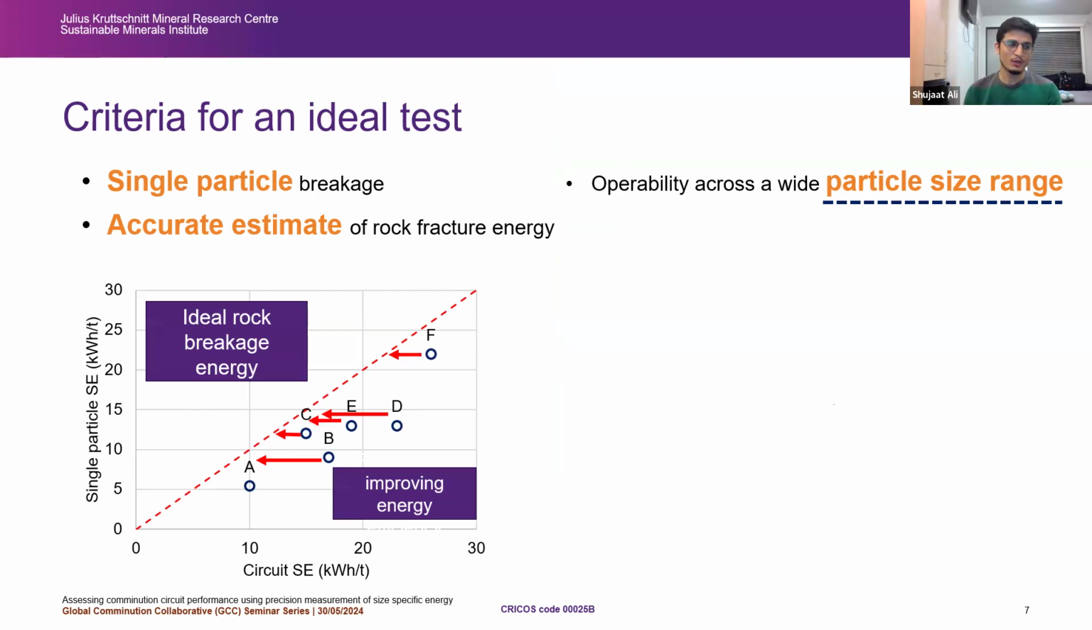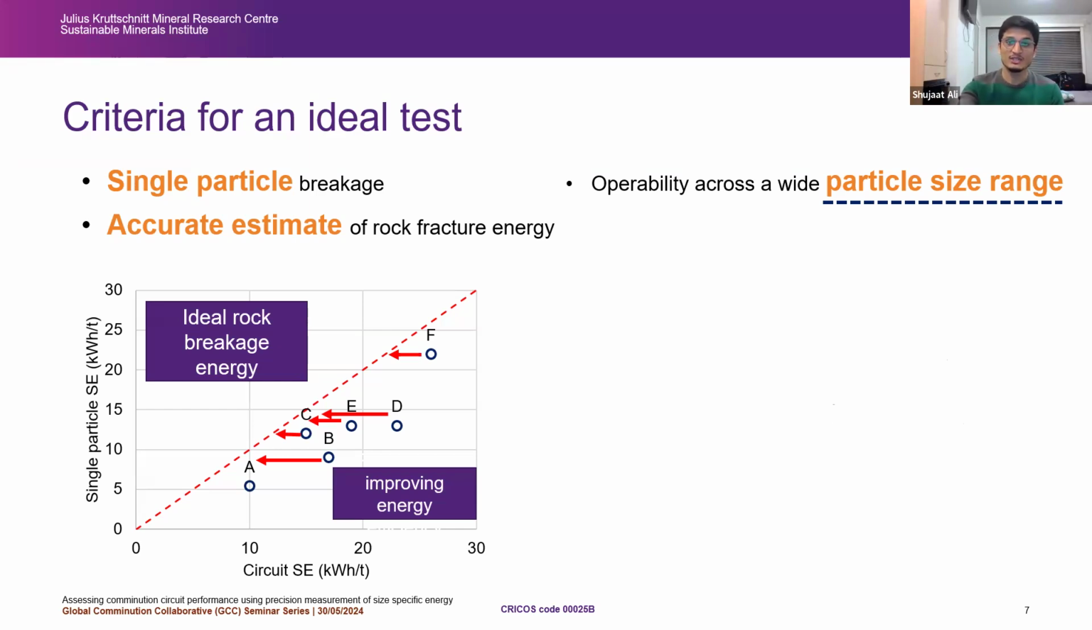I think if we look back at the literature, Schönert clearly demonstrated in 1971 that single particle breakage, if it's done in a controlled way, is the most effective way of breakage, right? And if you manage to get an accurate estimate or measure of rock fracture energy on single particle breakage, you are winning. That's good. And if you can then apply that to a wide particle size range, that's even better.